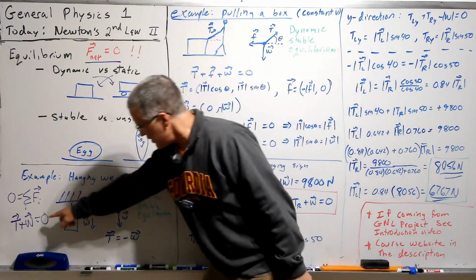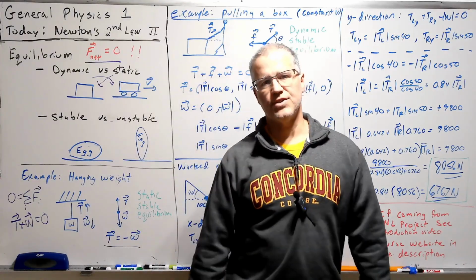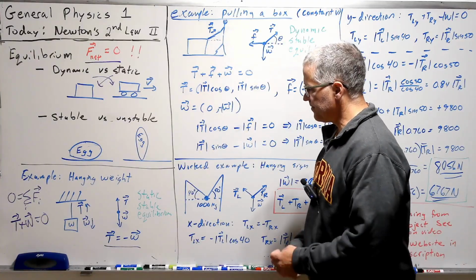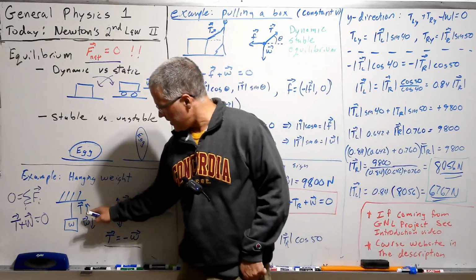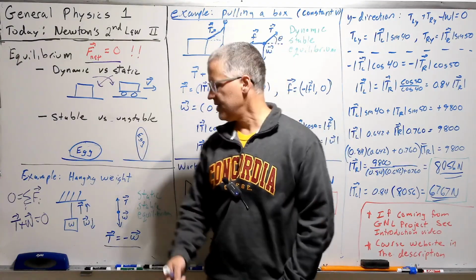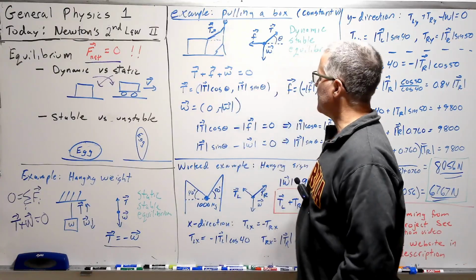And so if we just bring the weight to the other side, we have the tension equals negative weight, or equal but opposite vectors here. We give this a little tap and it will come back to where it was. So this is a stable equilibrium. So we have a static stable equilibrium here.